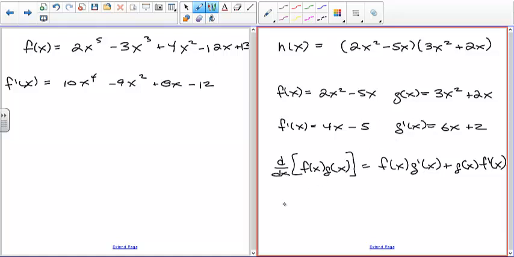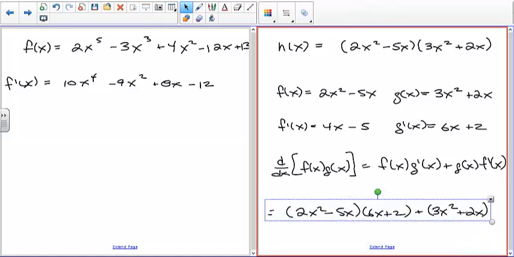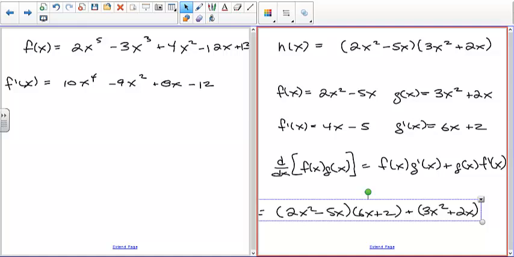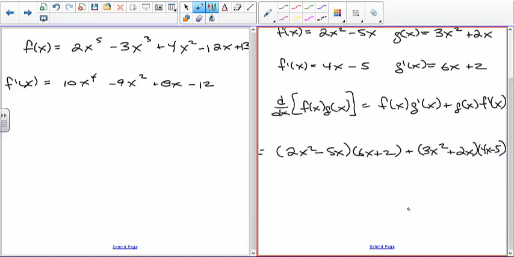So now we can just plug in what we have, which would be 2x squared minus 5x for f of x, g prime of x is going to be 6x plus 2, g of x is 3x squared plus 2x, and f prime of x is going to be 4x minus 5. Now usually when you get to this point, you do want to simplify.